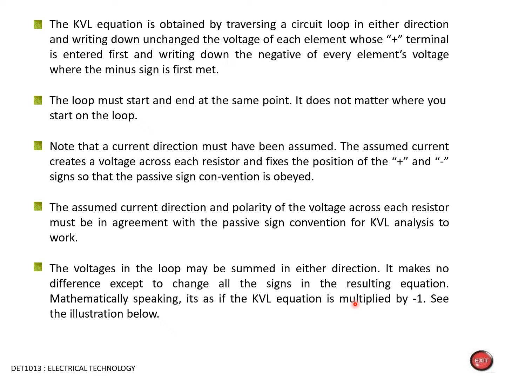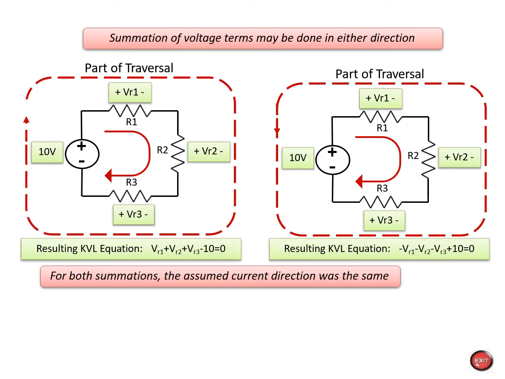So this is about it mathematically speaking. Strictly mathematically speaking, it's as if the KVL equation is multiplied by -1. So when you are taking either direction, right to left or left to right, it is just the equation which is multiplied by -1. When you compare the two equations, they are similar, except that one is multiplied by -1. Now let's see the summation of voltage in a loop.